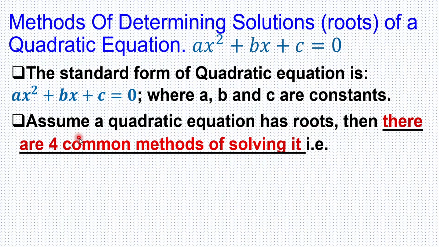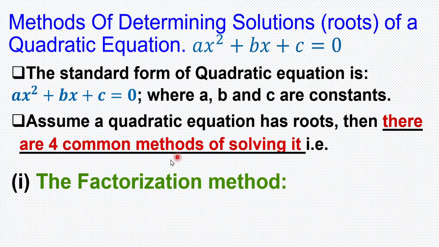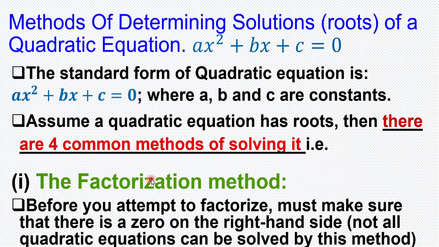Then we say that there are 4 methods of solving it. Let's now look at the first one. The first method, we are calling it the factorization method. Under this factorization method, before you attempt to factorize, you make sure that there is a 0 on the right hand side. And we should take note of that: not all quadratic equations can be solved by this method. It's just a few of them.